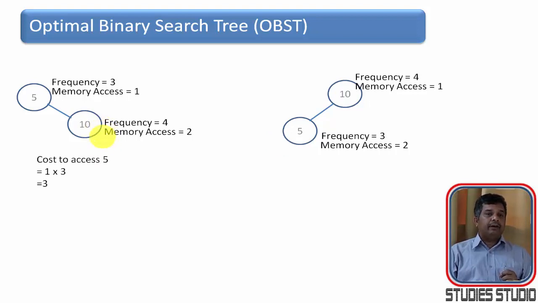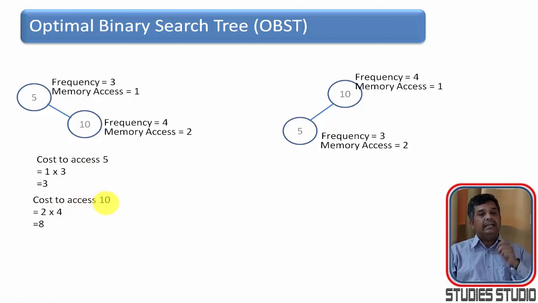Now let us try to find the cost of accessing 5. Now what is the frequency? 3. How many memory accesses do you need? 1. So 3 into 1. Similarly, the cost of accessing 10: frequency is 4 and memory access is 2. Multiplied, we got 8. So adding this to the total, the successful search cost becomes 11.